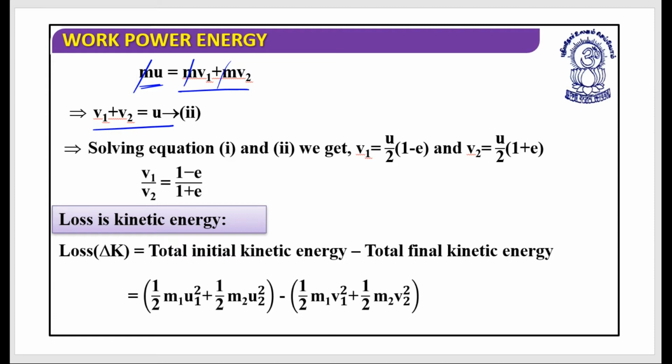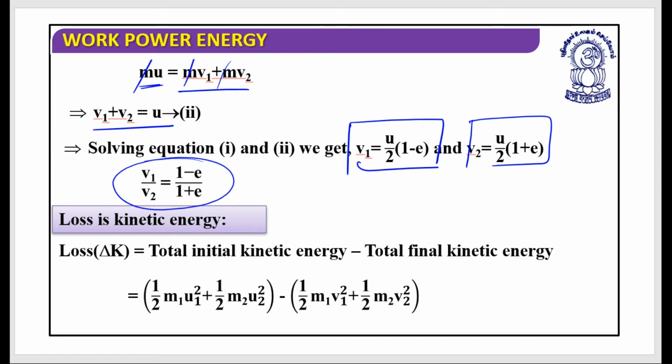If I solve the first and second relations, I can have v1 is equal to u by 2 into bracket 1 minus e, and v2 is equal to u by 2 into bracket 1 plus e. So this would be their ratio.